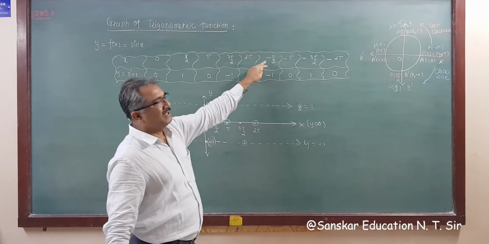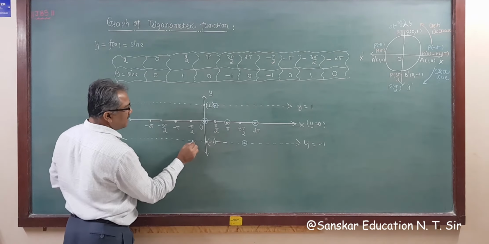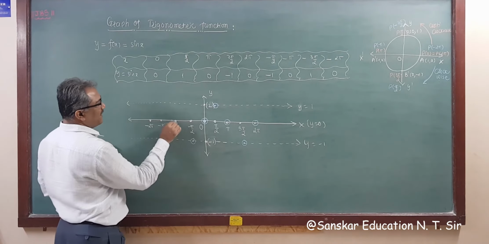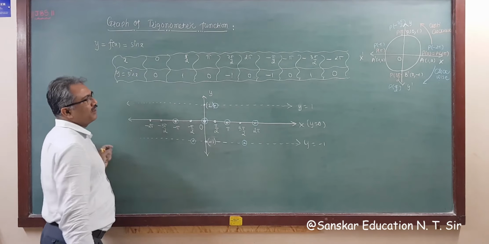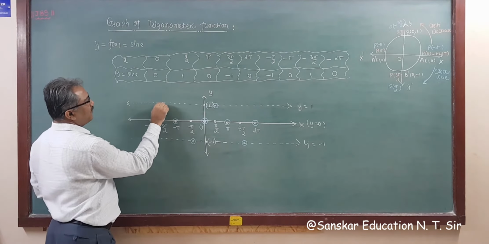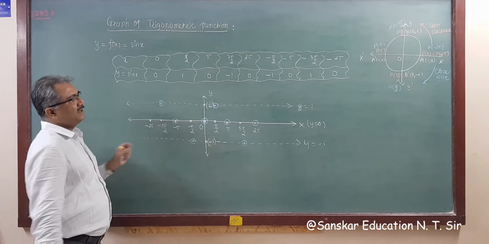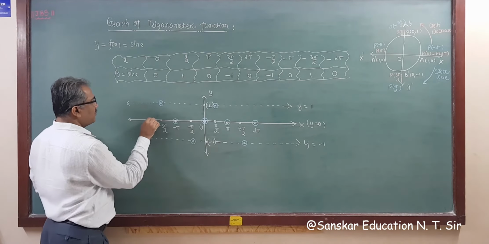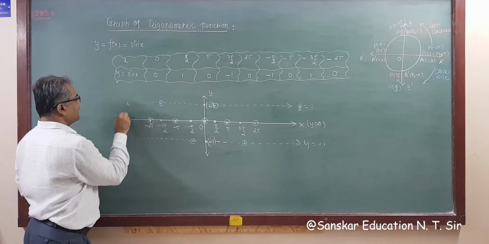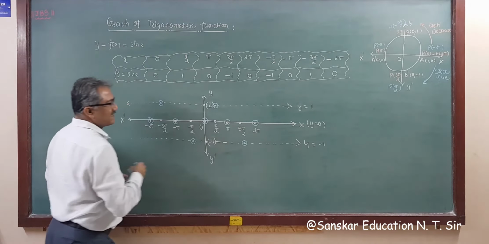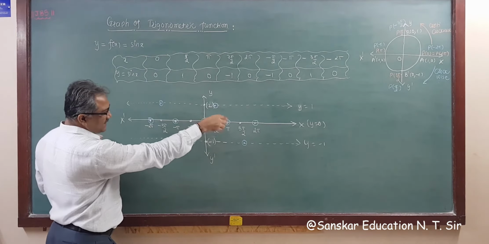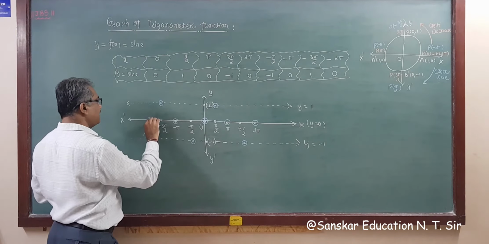Now minus pi by 2 value is minus 1, so this value is minus 1, then minus pi, the answer is 0, so this is the point. Minus 3 pi by 2 is this, the answer is 1, so we get this point here, and minus 2 pi we get 0, so this is 0, right? And this is your x dash axis and this is your y dash axis. So I am connecting all these points.